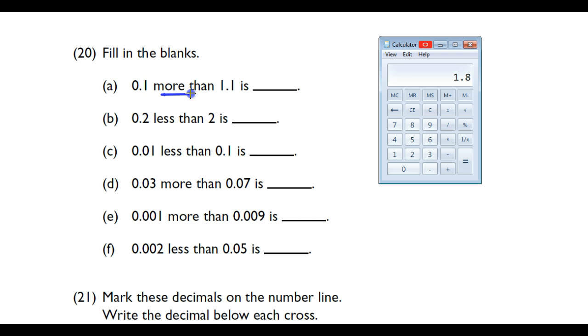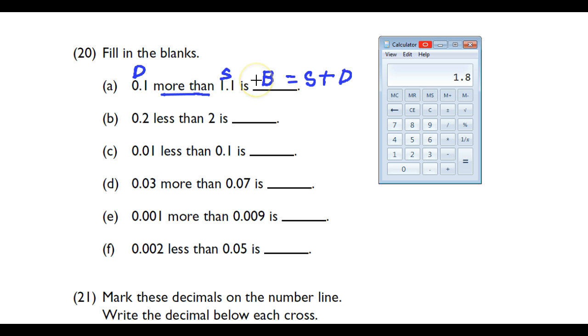0.1 more than 1.1. This is a small number. This is a difference, the number just behind the keywords, okay? And this must be a big number. Now how do you get this big number? The big number is always the small number S plus D, the difference. S plus the difference gives you a big number. So that should be your answer.